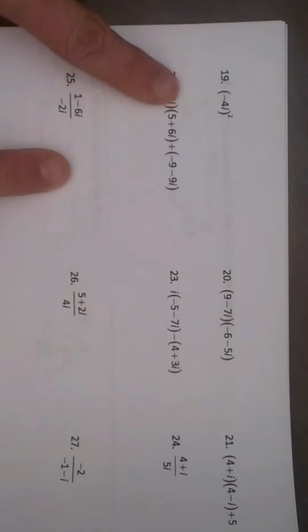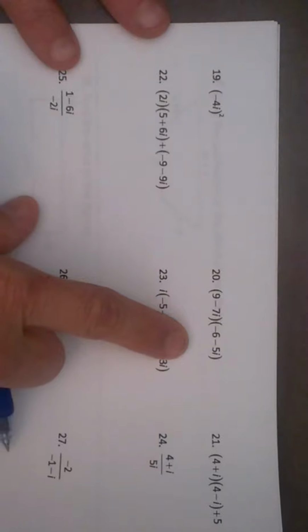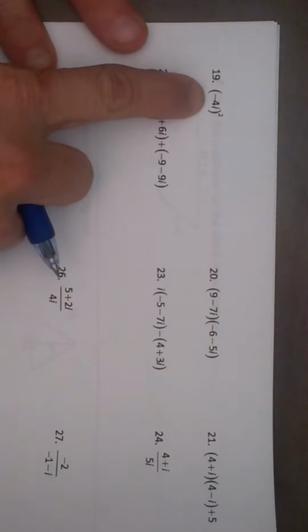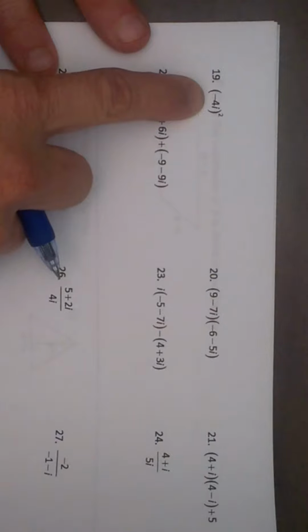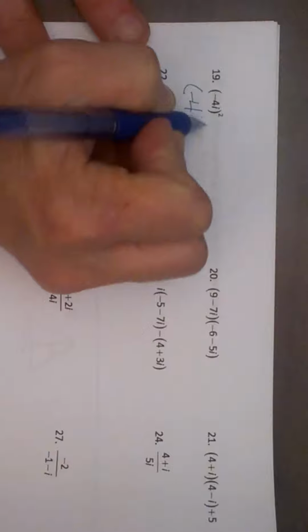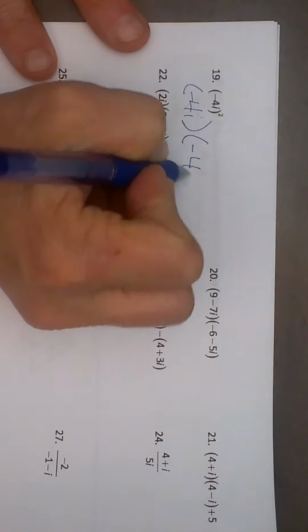Welcome back. We are going to work on multiplying with complex numbers with exponents, or FOILing in this case also. Okay, let's look at number 19. We have negative 4i, all in parentheses, with a squared term. So what that means is I've got a negative 4i times itself, another negative 4i.